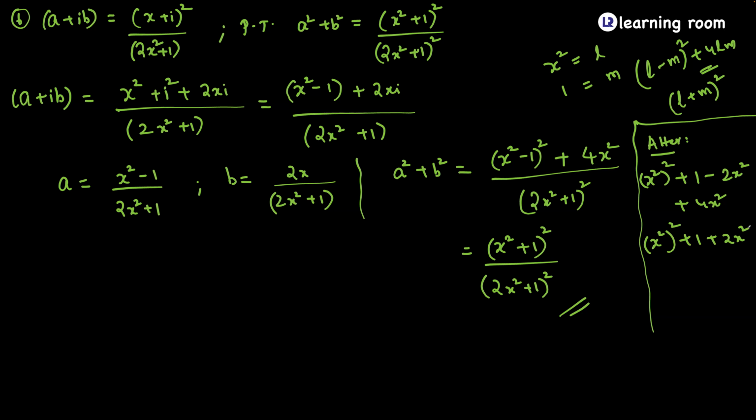So what is this format? A square plus b square plus 2ab. Again, you will get a plus b the whole square. So basically, it is the same identity. Is that point clear? So this is an identity that you need to know.